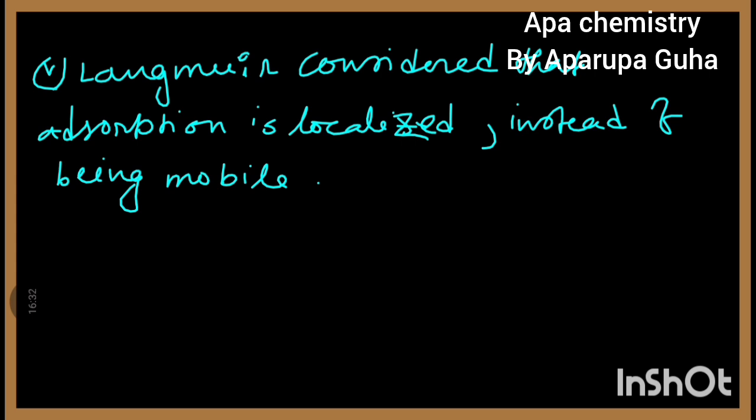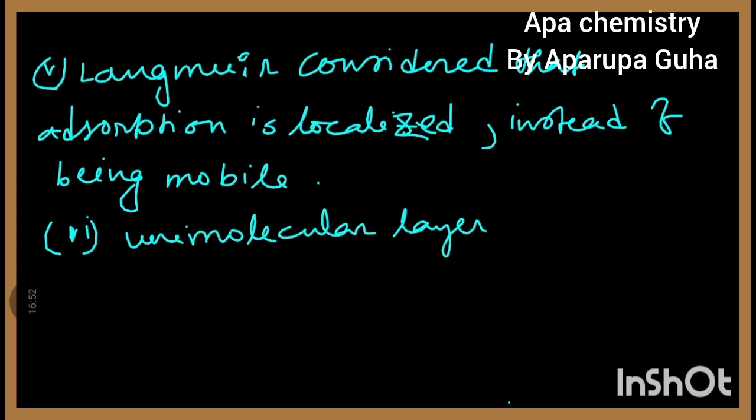So definitely the gas molecules and the surface interact more, and surely there should be product formation there. Okay, next one: unimolecular layer. Unimolecular layer means monolayer. There should be monolayer formation, only one single layer.